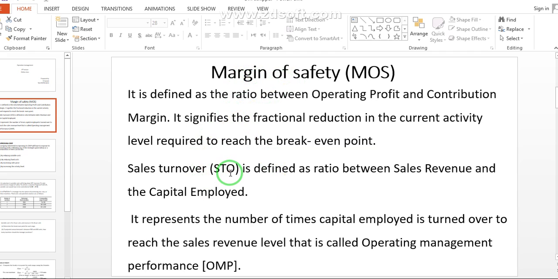The higher the margin of safety, as well as the higher the sales turnover ratio is, the higher the operating management performance is, meaning it is better.